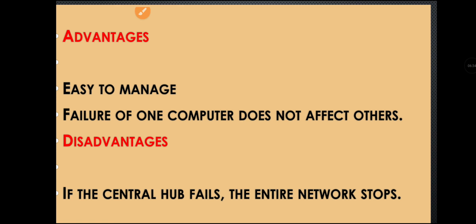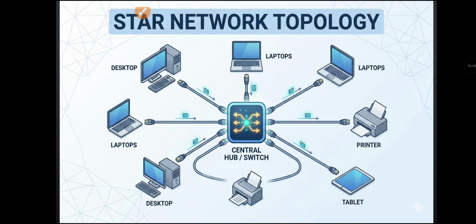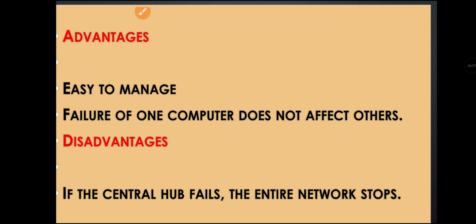So you see, in bus topology, if the main cable fails, every computer stops working. But here there is no such type of failure. If one computer fails, it does not affect the other computers. Just look at the screen here: if any one computer stops working, it doesn't affect the other computers. That is the speciality of star topology.